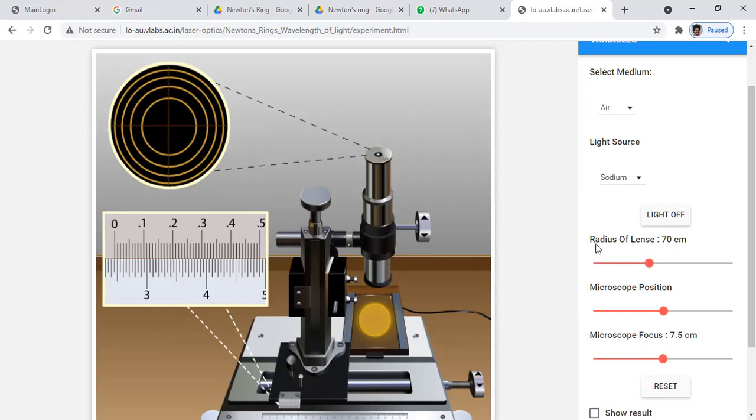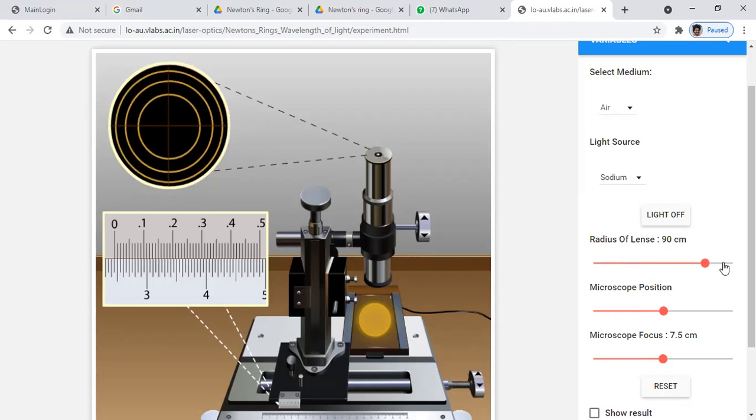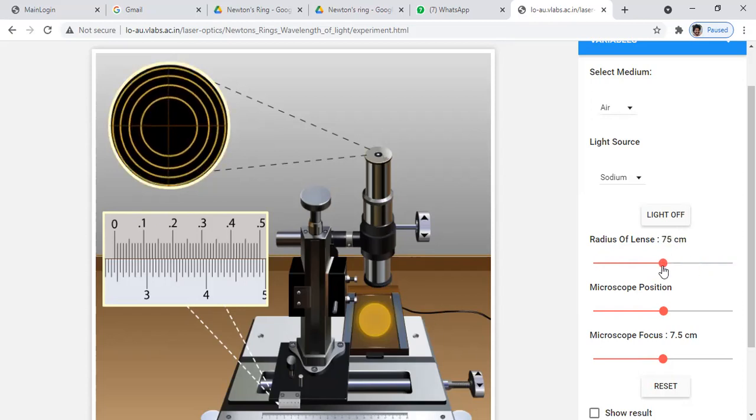What happens by setting it to 70? That is the standard radius here, 70. You can keep anything from 50 to 100. You can keep it at 100 also. You can keep any value here.